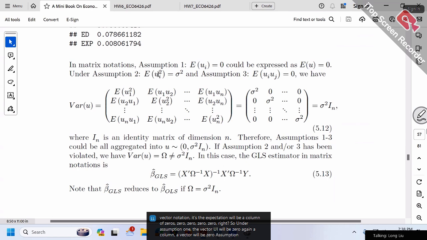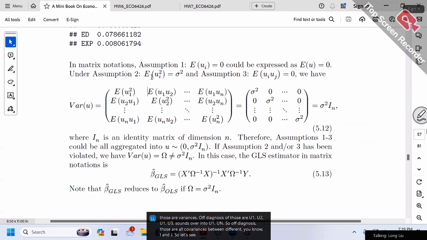Assumption two says the expectation of ui square is sigma square. This is the variance of ui. So let's check by using matrix notation. The variance of the vector u, diagonal-wise, those are the variance of U1, variance of U2, variance of U3, until variance of UN. So on the diagonal, those are variances. Off diagonals, those are U1, U2, U1, U3, so on and so forth, until U1, UN. So off diagonals, those are all covariances between different i and j.